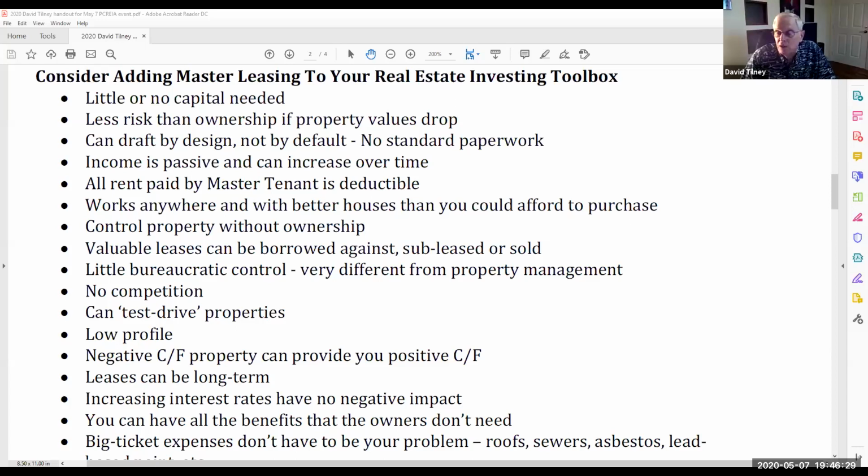Let's see, control property without ownership. We pointed that out already. Valuable leases can be borrowed against, subleased or sold. Little bureaucratic control. It's very different than property management. And let me cover why.